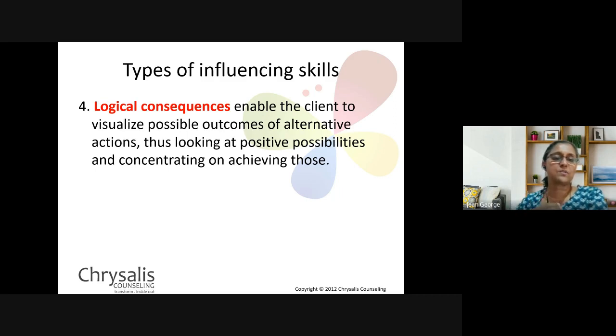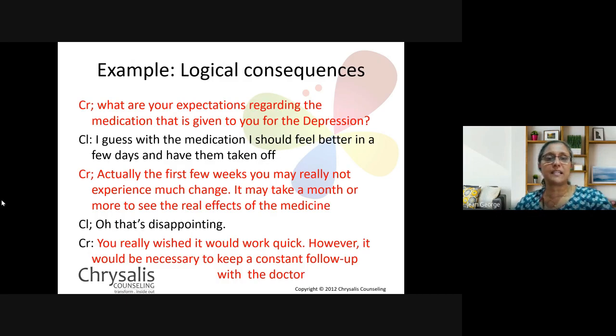So those counselees who have unrealistic expectations about the consequences of following the goals are more likely to be non-compliant. But counselors need to share and tell the clients what to expect as a result of both directives, either when you follow something or when you don't follow something. So here, you're helping them to think about what could happen if they take an alternate action or if they continue to stay in that action. So let's look at an example.